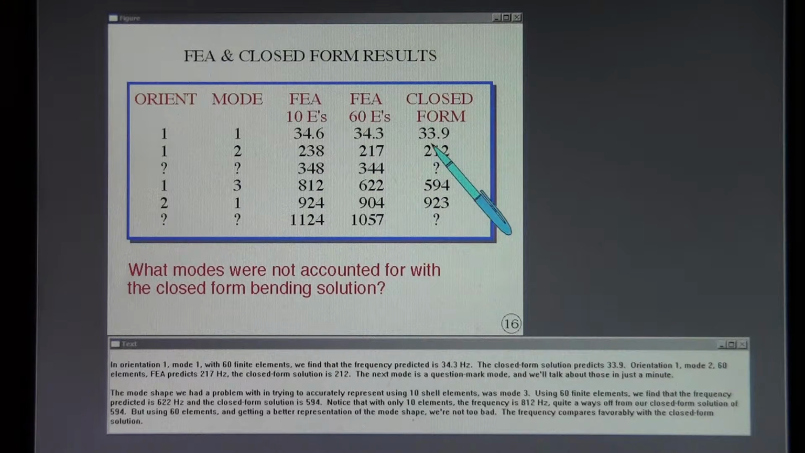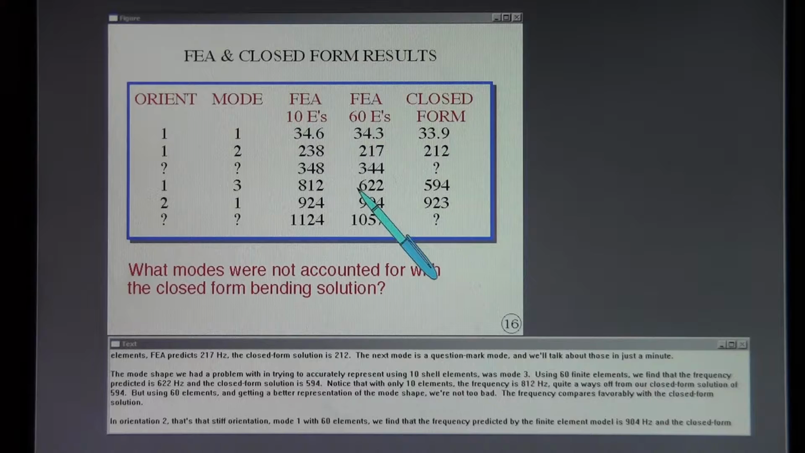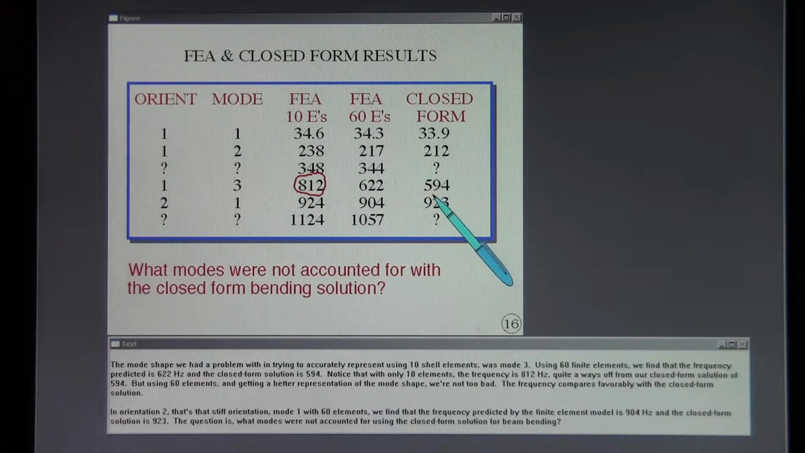The next mode is a question mark mode, and we'll talk about those in just a minute. The mode shape we had a problem with, trying to accurately represent using 10 shell elements, was mode 3. Using 60 finite elements, we find that the frequency predicted is 622 Hertz, and the closed form solution is 594. Notice that with only 10 elements, the frequency is 812 Hertz, quite a ways off from our closed form solution of 594. But using 60 elements and getting a better representation of the mode shape, we're not too bad. The frequency compares favorably with the closed form solution.